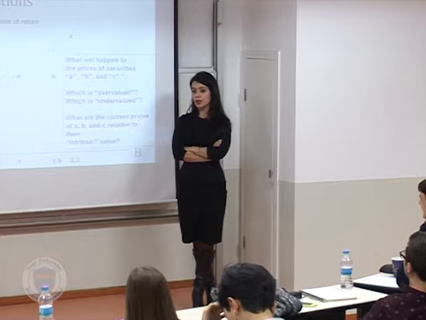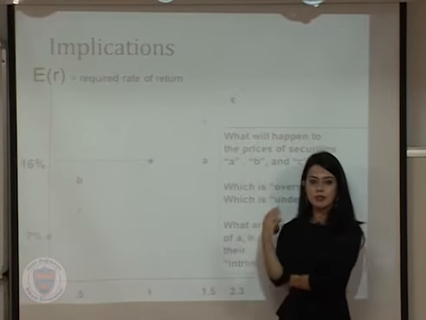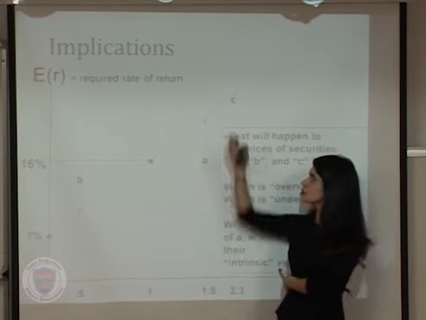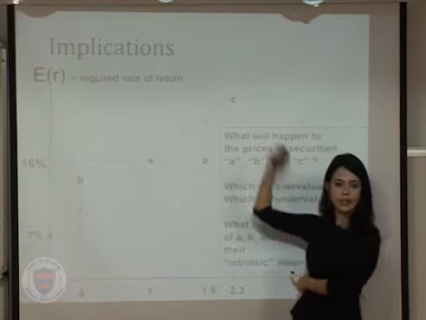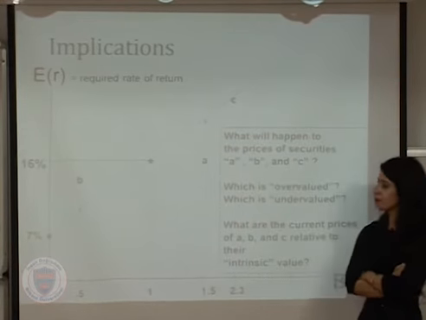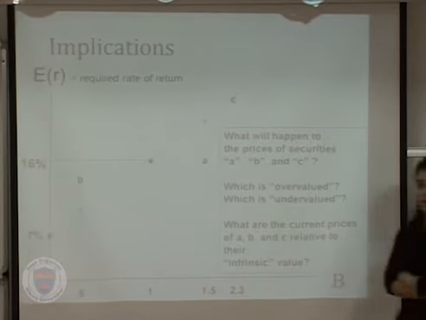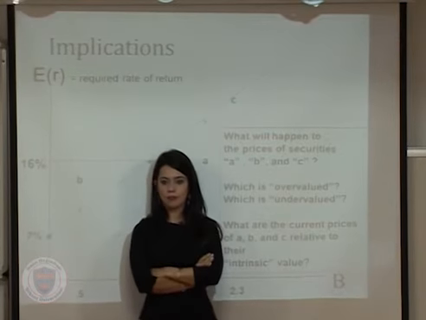Let's start with the easy one. Which one is the fair valued? C is the fair valued because your estimations are the same as what CAPM predicts. So if CAPM works, all the securities should be on the security market line, and C is exactly on the security market line. Now let's look at B, for instance. Do you think B is undervalued or overvalued?